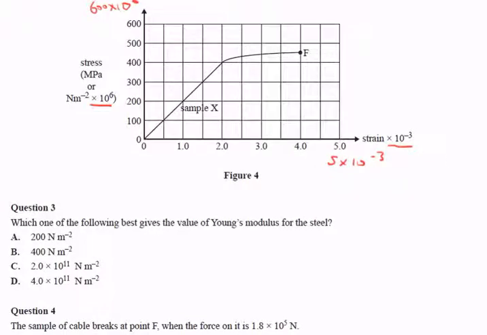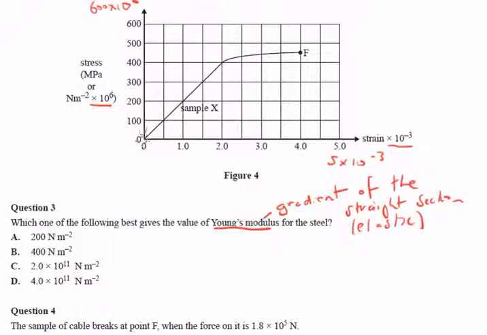Right, which of the following gives the best value for Young's modulus? So if you look on your notes or your cheat sheet, you've written down Young's modulus is the gradient of the straight section. Another name for the straight section is the elastic region. This is this section here. So we've got to find the gradient of that, the rise over run. Because it goes through 0, we only need to pick one of the points. So I'm going to pick this point up here, right at the end.